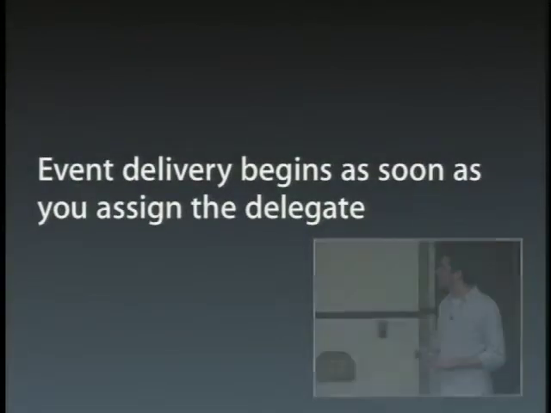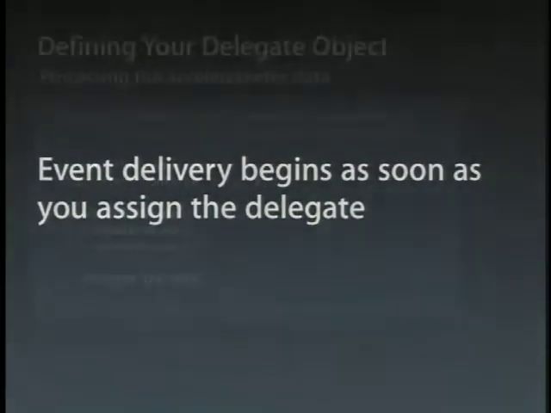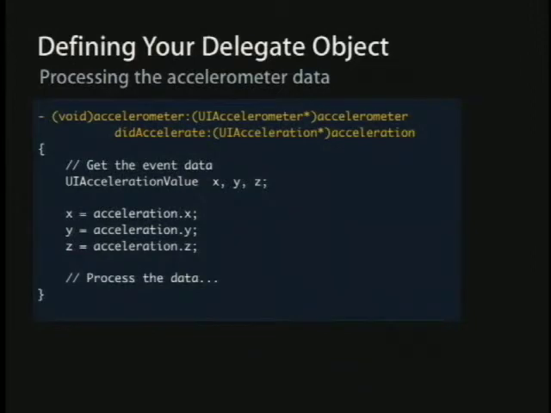All right, so event delivery begins as soon as you assign the delegate. So, defining your delegate object, right? You've got your accelerometer:didAccelerate: method that you'll implement on the delegate. And that's going to give you back this UIAcceleration every time, whatever the frequency that you've asked for the updates at. And from that, you can get the acceleration's X, Y, and Z values, which are just floating point values that you can process to do whatever you want with the acceleration.